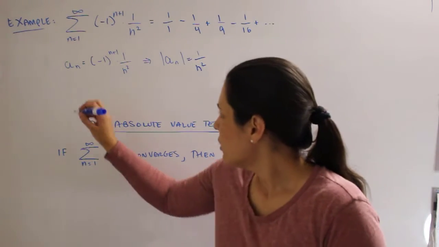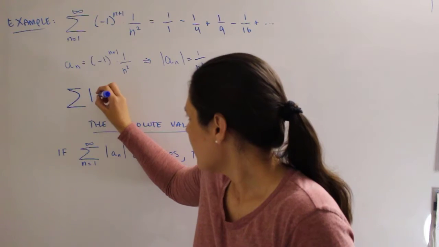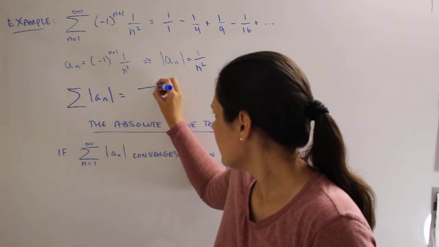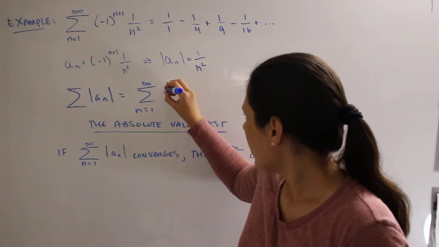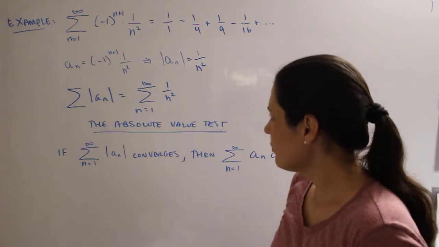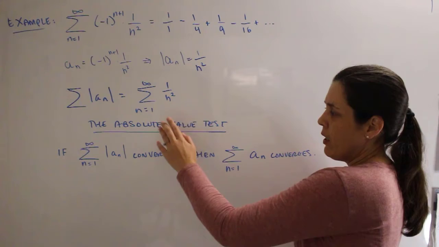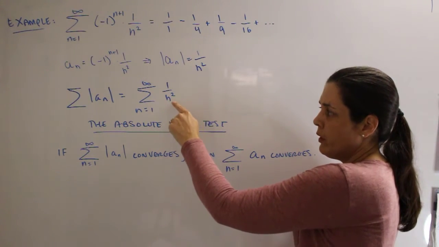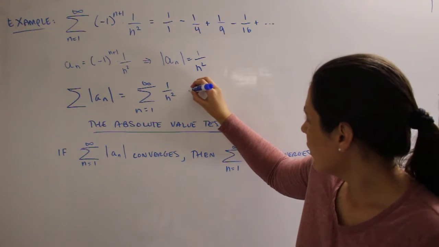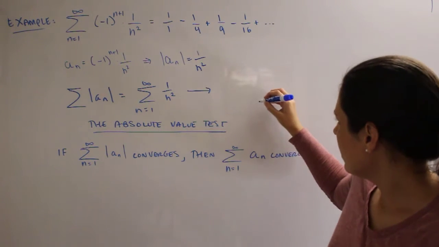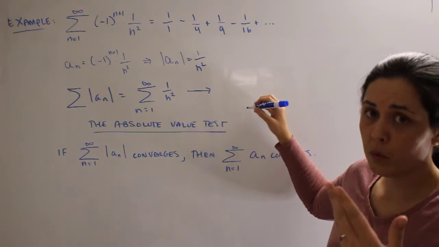with. And so our series of absolute value of a sub n is the series, let's go from 1 to infinity again, of 1 over n squared. Okay, now what do we know about this? This one we know about. This is a p-series, okay, so let's see. This one, it's going to converge.